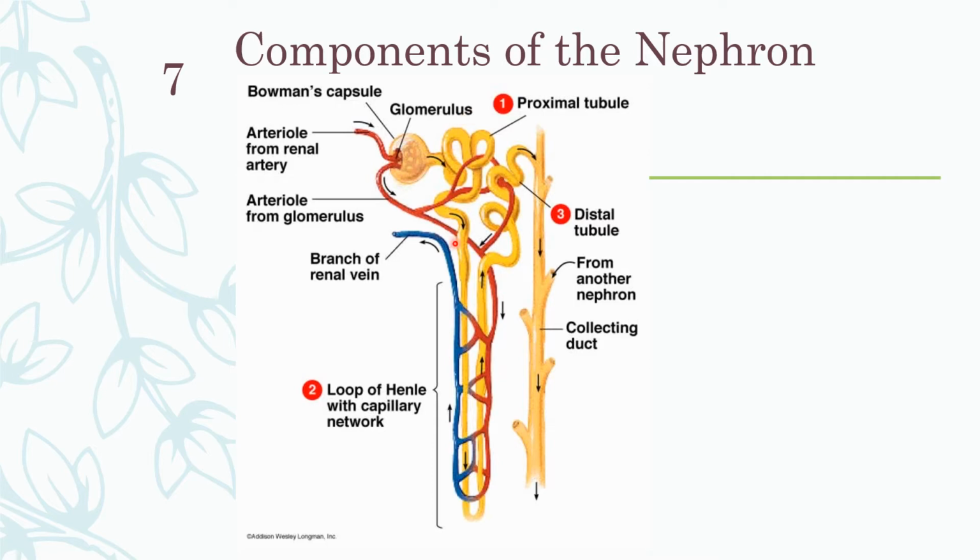Next we have the loop of Henle, which is down here. Also sometimes called the nephron loop. Next thing we can see is the distal tubule, which is shown here. Also sometimes called the distal convoluted tubule. And this tubule will empty into the collecting duct, which is here. And this will move the filtrate towards the renal pelvis, or towards that center of the kidney.